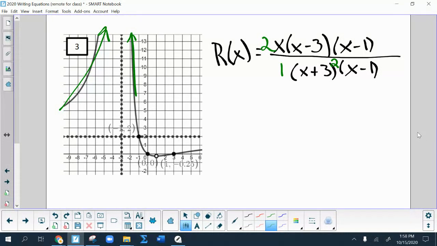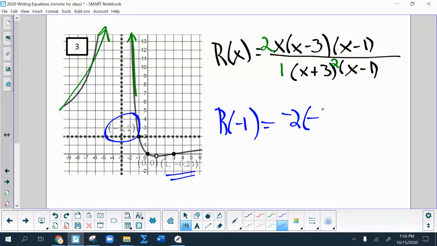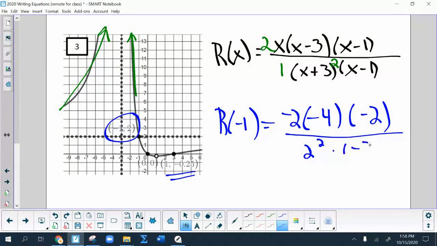Once I get here, now I just want to check using a point that I have. So that's what this point was kind of there as a guiding value for you. You could also use the 1, negative 1/4 if you'd wanted, but you have to cancel out those x minus 1s first. So I'm going to do r of -1. So I get -2 times -4 times -2 over 2 squared times -2. So let's see what happens here.